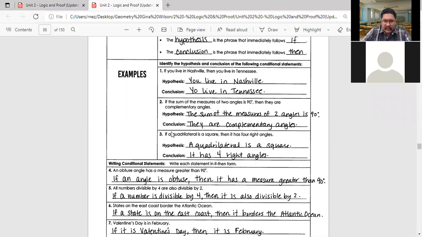All right, next one here. If a quadrilateral is a square, then it has 4 right angles.